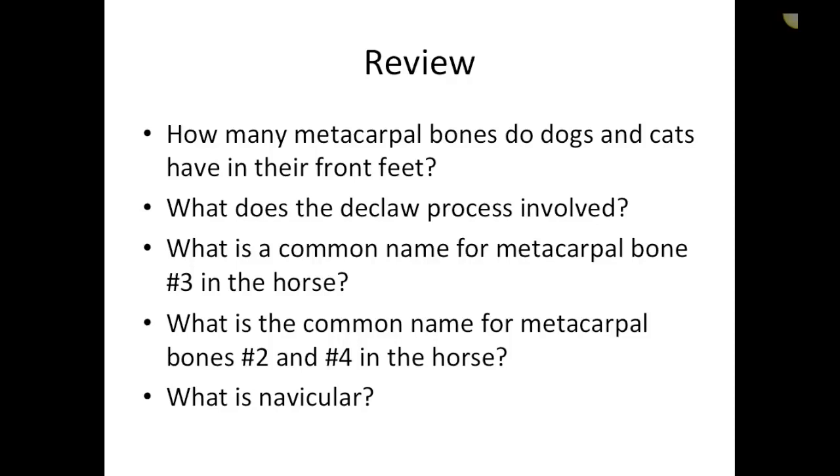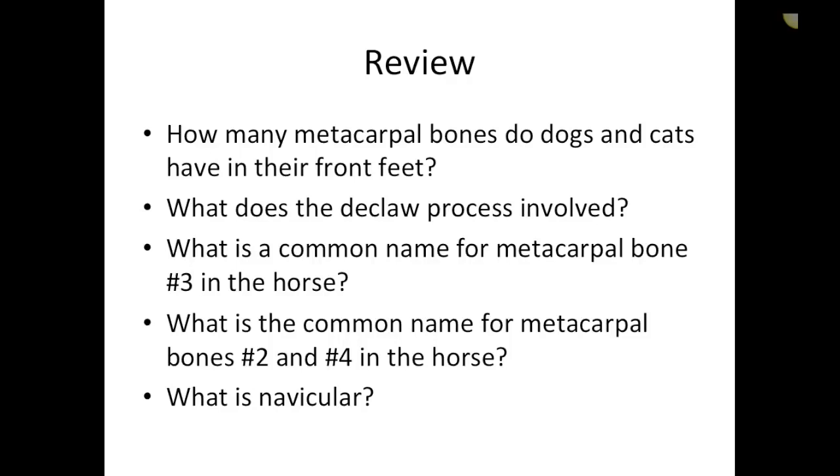So review: how many metacarpal bones do dogs and cats have in their front feet? What does the declaw process involve? What is a common name for metacarpal bone number 3 in the horse? And what is the common name for metacarpal bones 2 and 4 in the horse? And what's navicular? Navicular is that condition I was just explaining. Now I should go into detail.